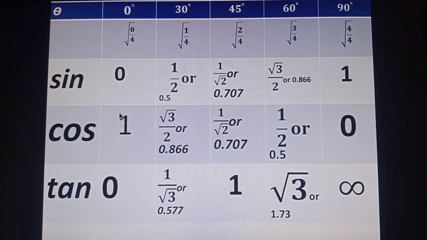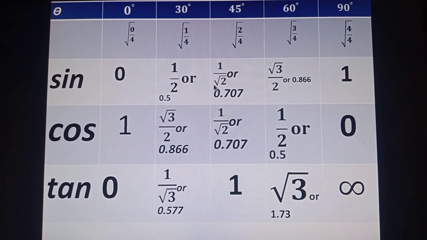So you have to remember just these 3 points. 0.5 is greater than 0, greater than 0.5 is 0.7, and then 0.8. So these 5 angles will have these 5 values. 0 minimum, then 0.5, then 0.7, then 0.8, and then 1. So these are the values of sine theta.